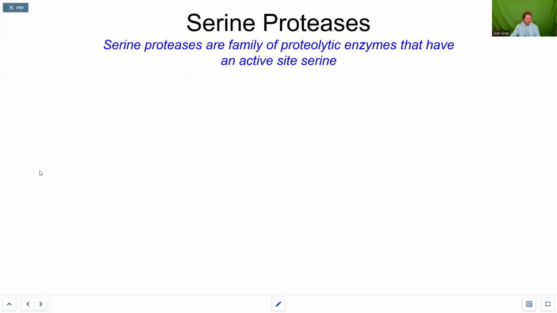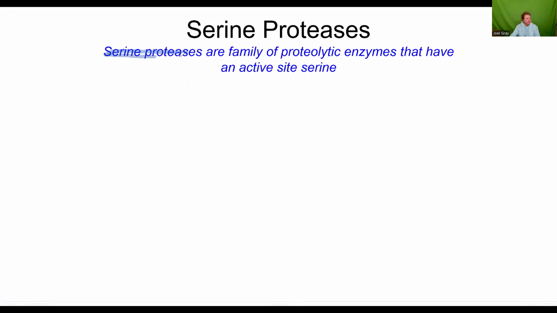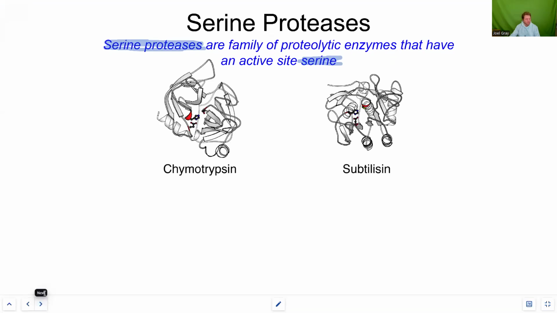Now, serine proteases are a class of enzymes that have a serine residue in their active site. There are also proteases known as aspartic proteases, and they have an aspartic acid within their active site. Now, it's not just that they happen to have that, but instead that residue is pretty critical for the function of that enzyme.